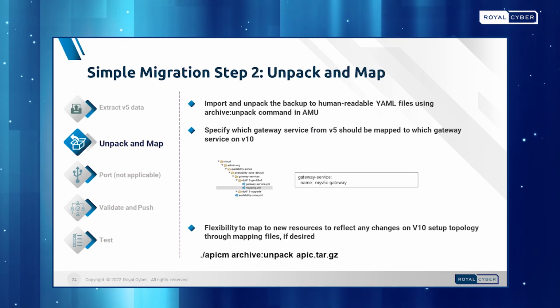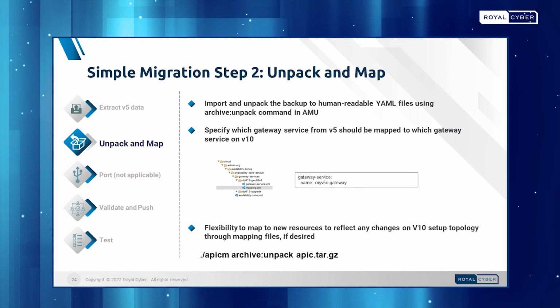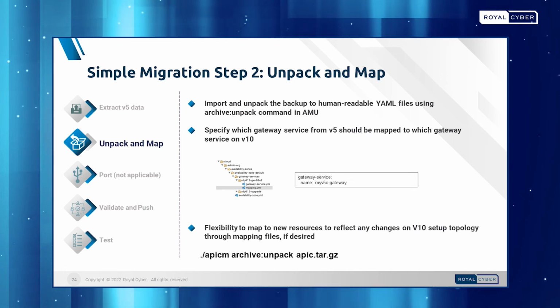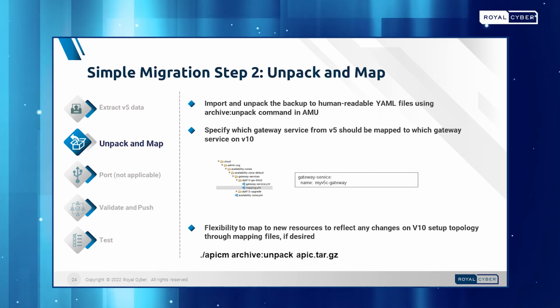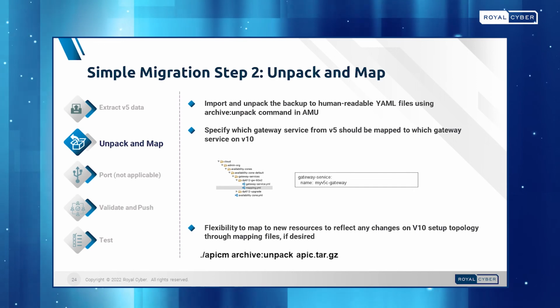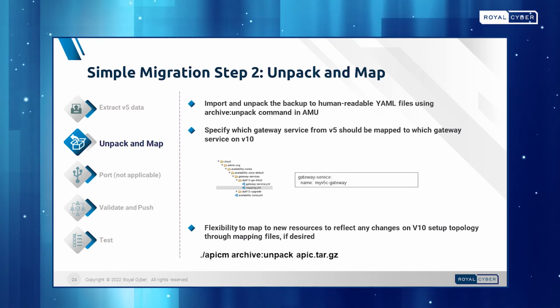Okay, so I'll move to the next step. The first step is extract V5 data, and the second step is now unpack and map. Once you extract your V5 data, you get a tar file, and when you untar it, you basically come up with a folder structure like the one shown.